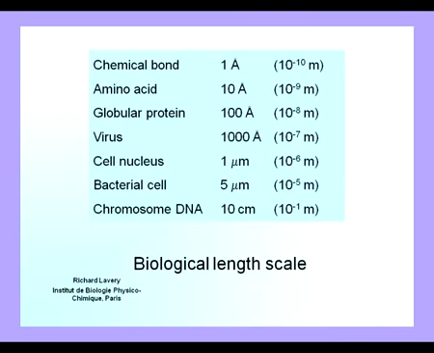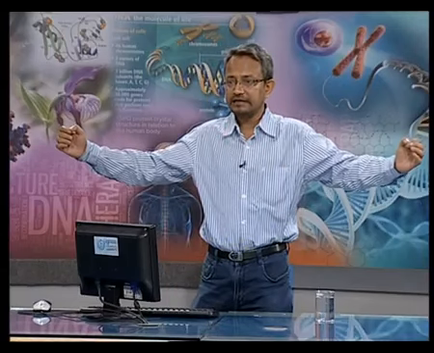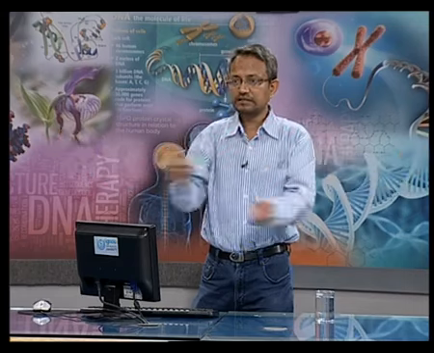Now, you understand this 10 centimeter of chromosome has to be within 1 micrometer or 10 to the minus 6 meter in dimension. So, there is a huge amount of condensation happening to store this whole 10 centimeter of DNA length within this small size. So, it is closely packed.